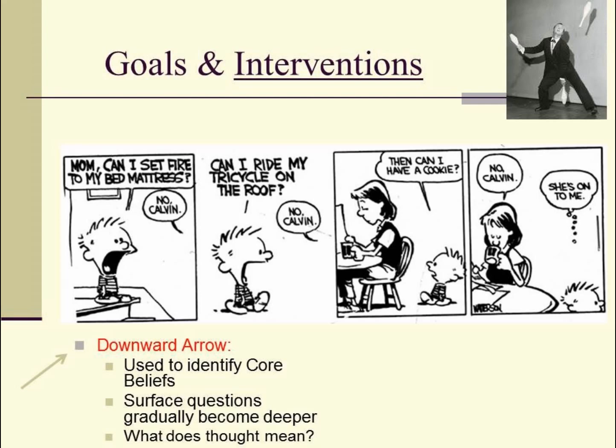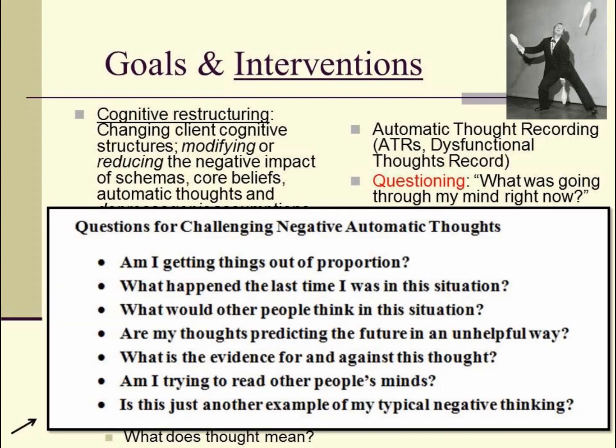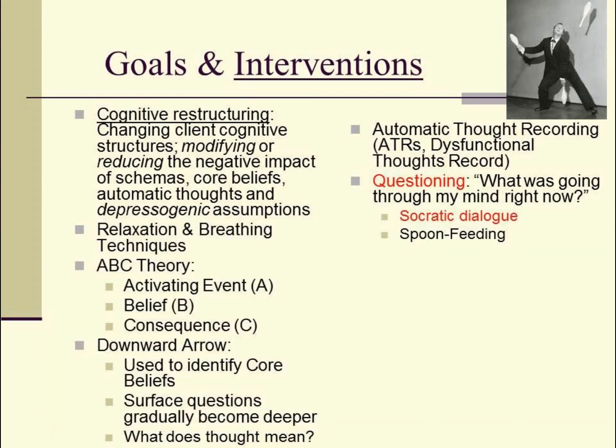Other interventions include automatic thought recording, also referred to as dysfunctional thought records, questioning or simply asking the client to think, what was going on through my mind right now? Here are some more questions that can be asked to challenge negative automatic thoughts, and pause the video as needed to reflect on these questions. We can also use Socratic or more open-ended dialogue or direct instruction called spoon feeding.